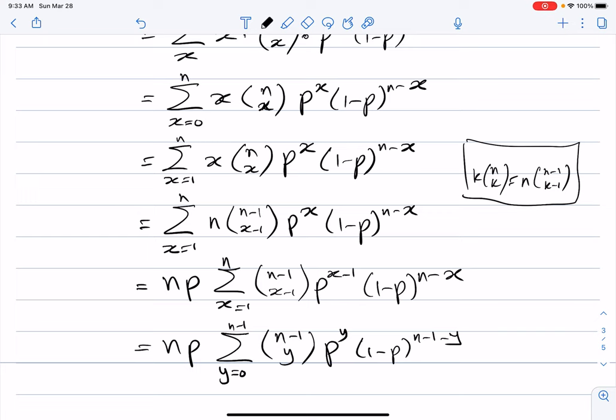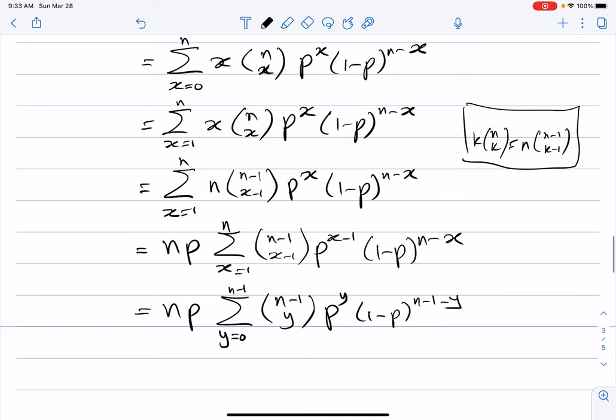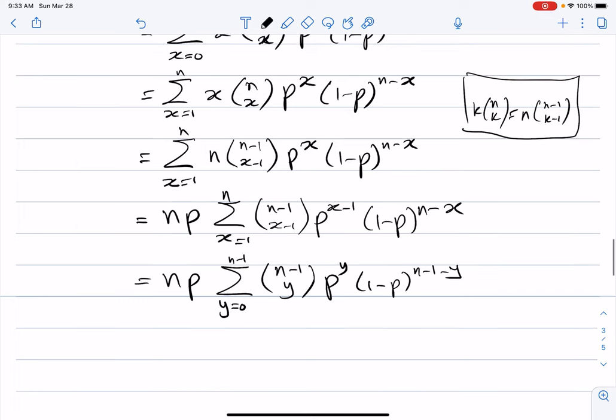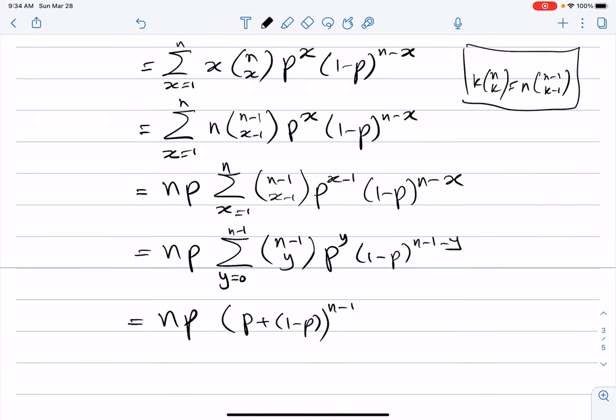And if you look at this, I can now use the binomial theorem on this summation here in the middle. So this is np, and what is this summation from 0 to n minus 1 of n minus 1 choose y, p to the y, 1 minus p to the n minus 1 minus y? By the binomial theorem, this is p plus 1 minus p to the n minus 1. Remember, it's x plus y to the n. We get that result. And if you look at what we wrote here, this is really 1. So it is np.